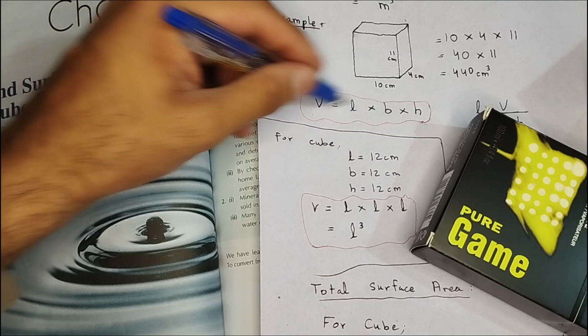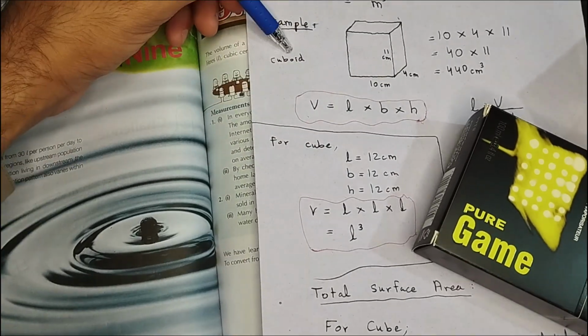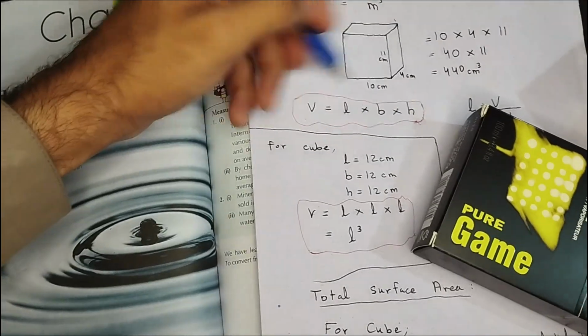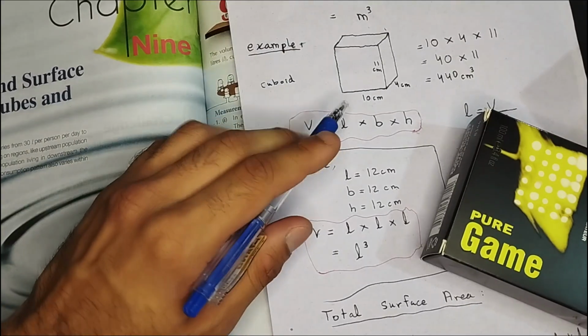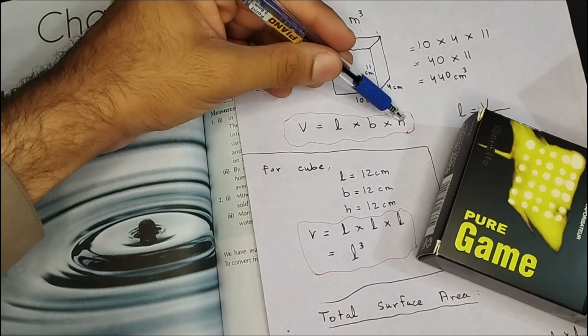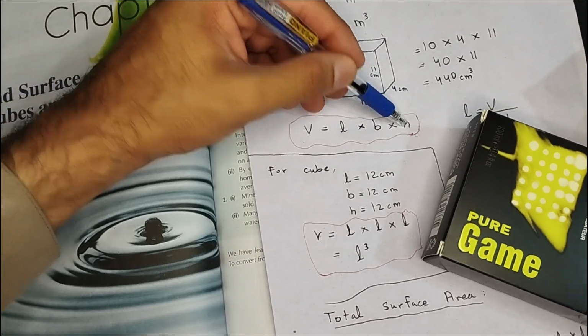If it's 6, then all of this would be a cube. This must be different from at least one of them. All of them can be different. For example, length can be 6, this can be 4, this can be 5, doesn't matter. At least one of them must be different for it to be a cuboid. The reason we're using length multiplied by breadth multiplied by height is basically just to show that length is different from breadth, which is different from height.